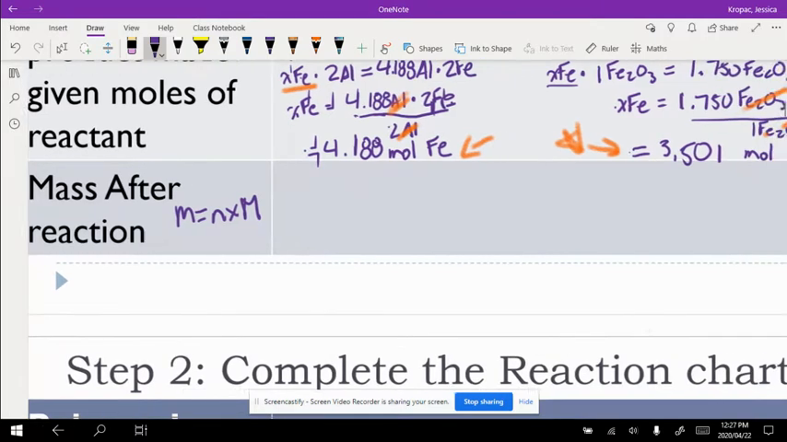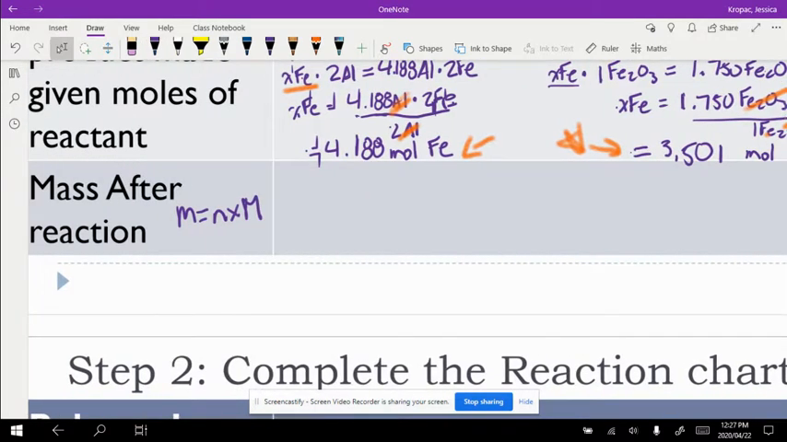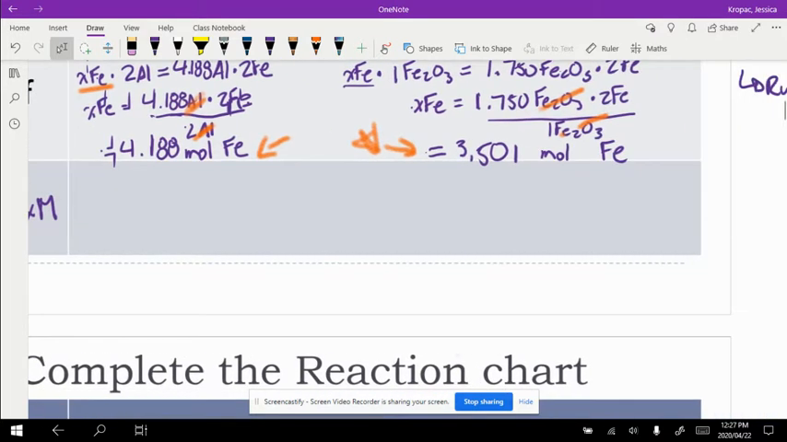Now, I'm going to ask you to be very careful here because remember, our whole goal of figuring out the limiting reagent is to use that to calculate our amount of iron. So be very careful here that you're using your limiting reagent. Our limiting reagent was here. So when I go to figure out my mass, I'm going to use my number of moles associated with iron. That's 3.501 moles of iron. I'm going to multiply that by my molar mass of iron.